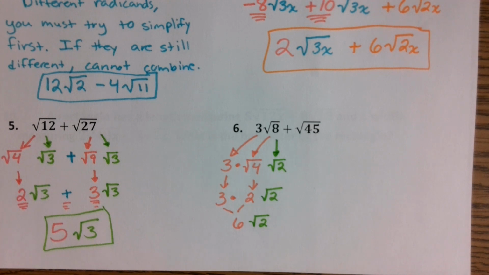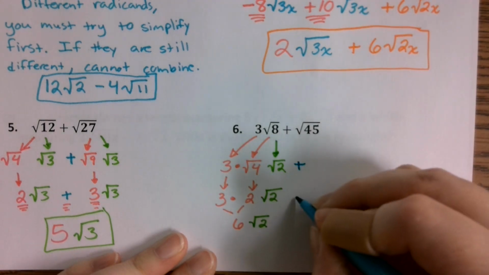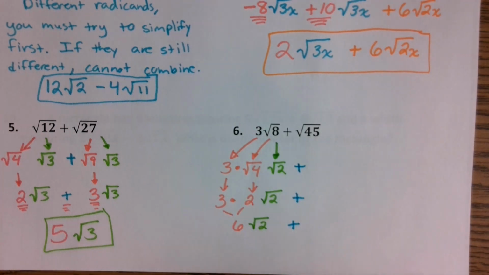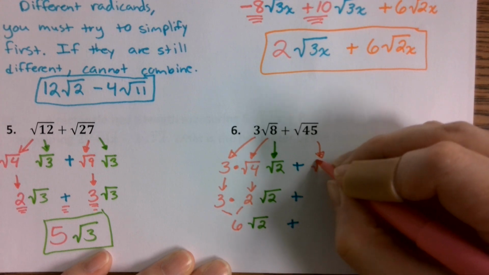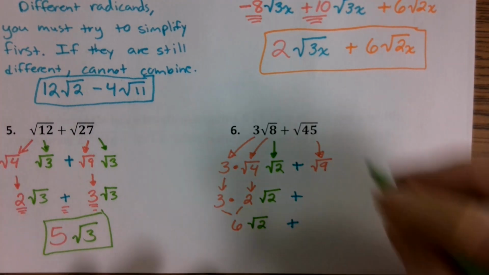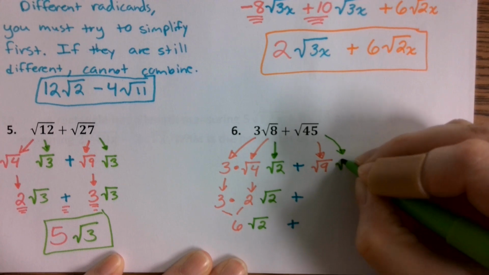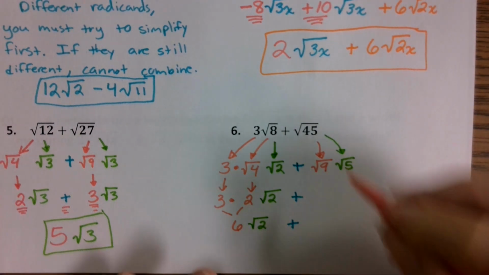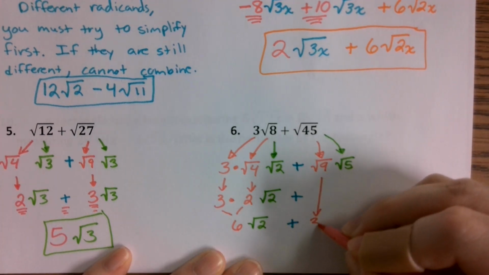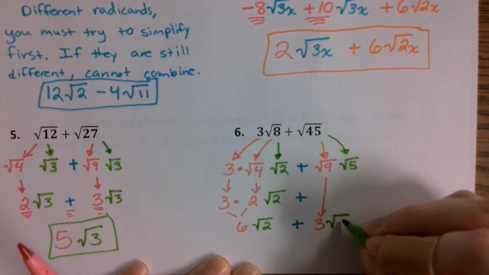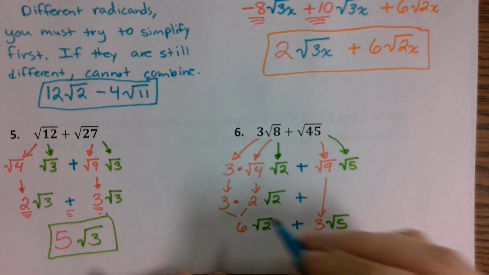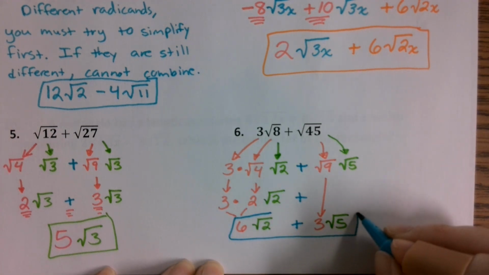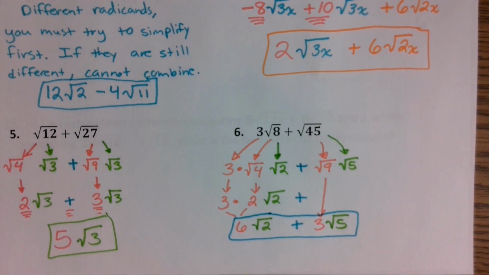Let's go on with the 45. We've got this plus sign that's going to be in between these the entire time. Square root of 45, largest perfect square, 9. So we get square root of 9 and square root of 5. What's the square root of 9? 3. So we have 3 square root of 5. All right, can we combine? No. Okay, so that is our simplest answer: 6 square root of 2 plus 3 square root of 5.